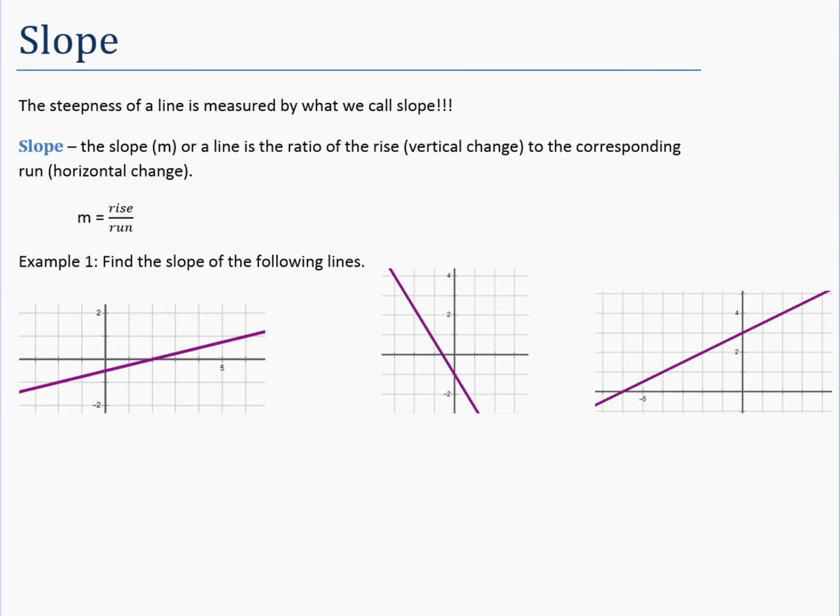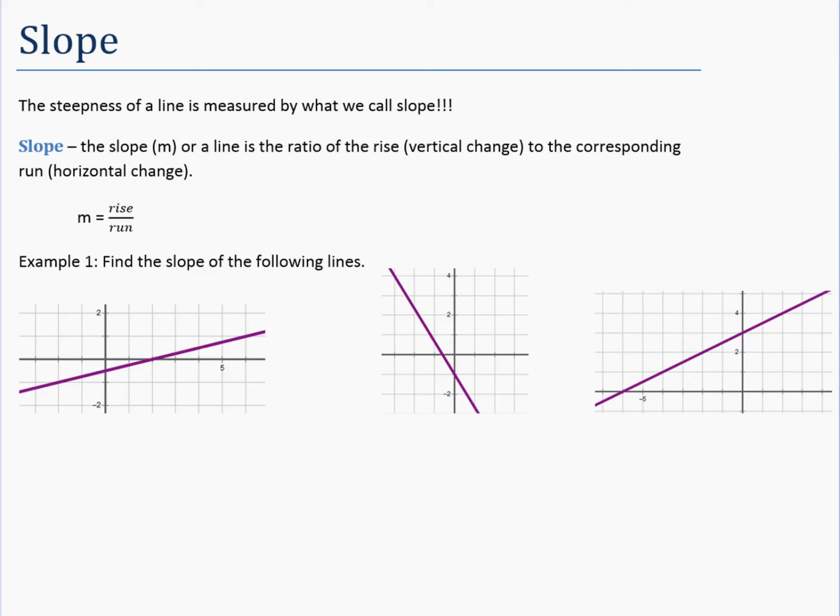In the last lesson, we talked about graphing lines. We were able to graph lines by choosing some x values, finding their corresponding y values, and then graphing them. We talked about other things like x-intercepts and y-intercepts. We looked at vertical and horizontal lines. Today what we're going to look at is the steepness of the line.